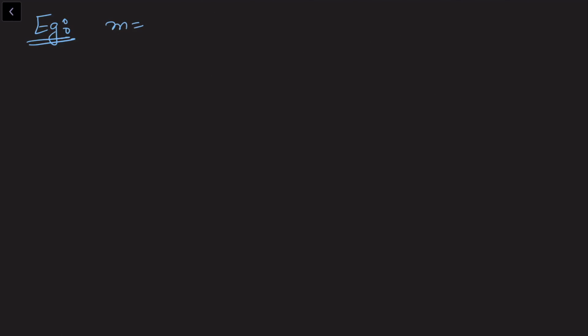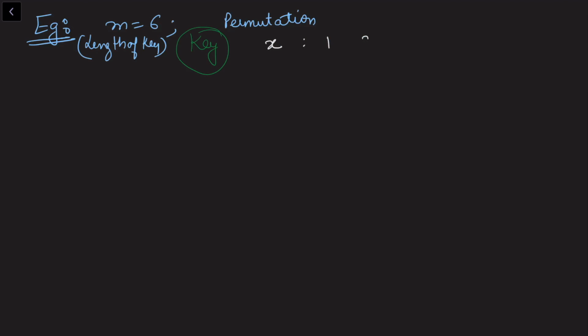If we consider the length of the key is 6, we consider the permutation which is the key in this case. Let me write down the key permutation: 1 2 3 4 5 6, and the permutation takes 1 to 3, 3 to 1, 2 to 5, 4 to 6, 5 to 4, and 6 to 2. So this is the permutation that I am going to follow. And in this case, let's write the inverse permutation also.